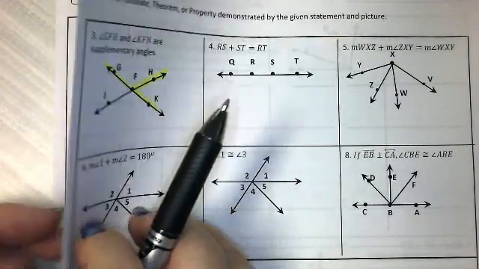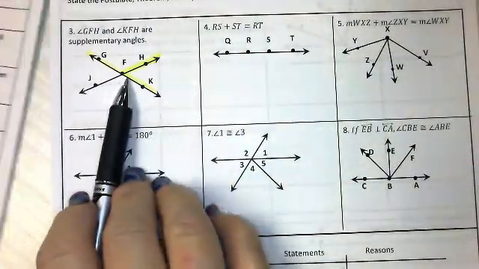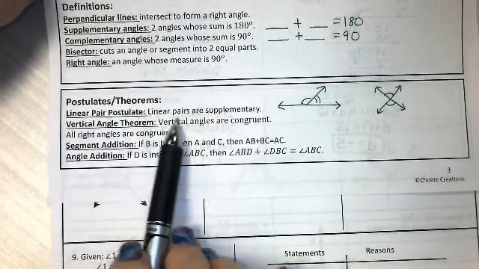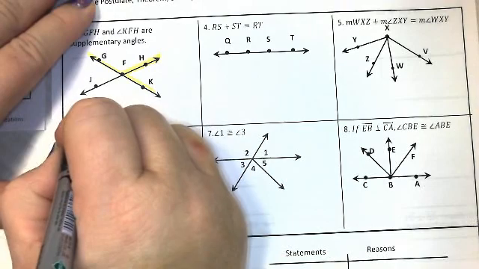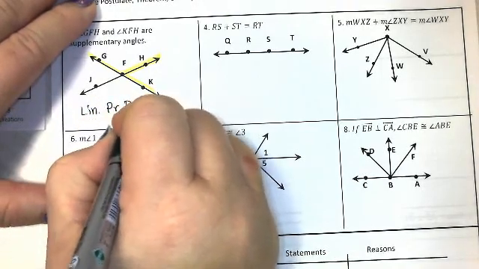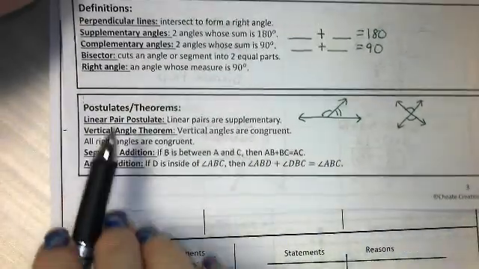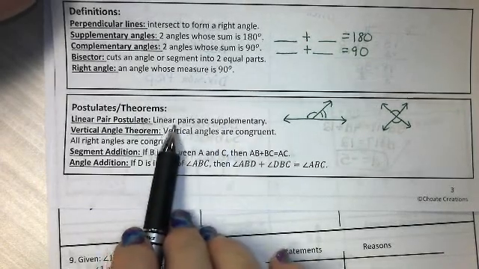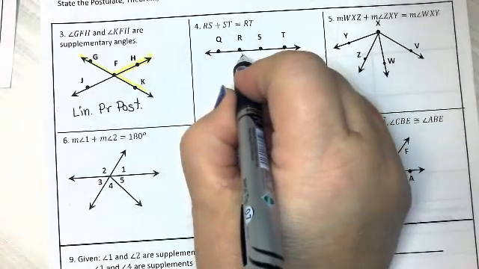So we look back at our list of rules and see if we can find something that goes with this. Well, I'm thinking linear pairs are supplementary because those two angles are linear pairs. So I would call that the linear pair postulate. If you forget the name of the rule, then just write down what it says. Write down what you remember. Linear pairs are supplementary.